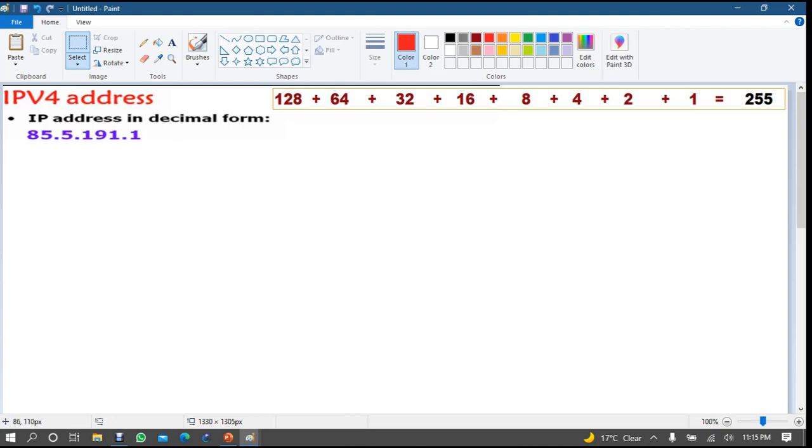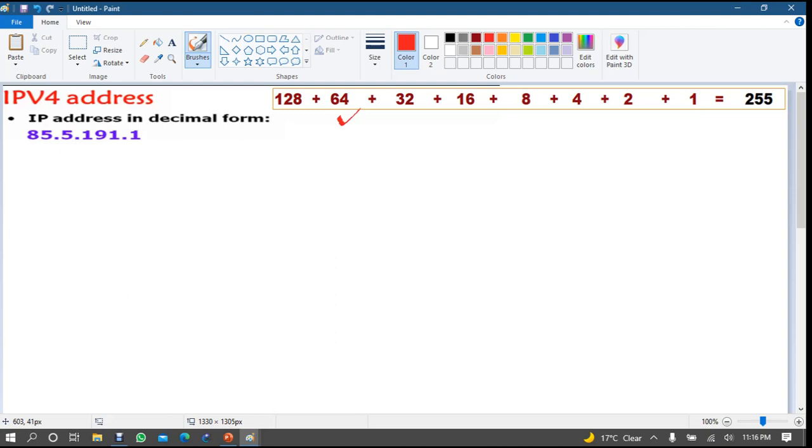Now, if I'm talking about 85, we have to find 85 from this chart. Which numbers added together will become 85? Let's take 64, because if I need 85, I cannot take 128, so let's take 64.